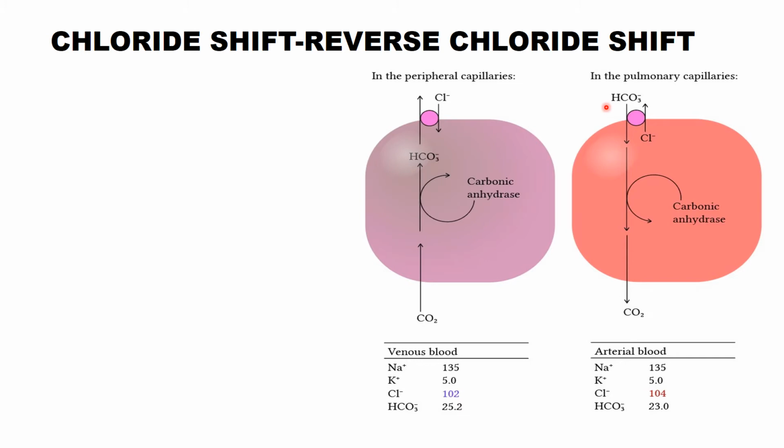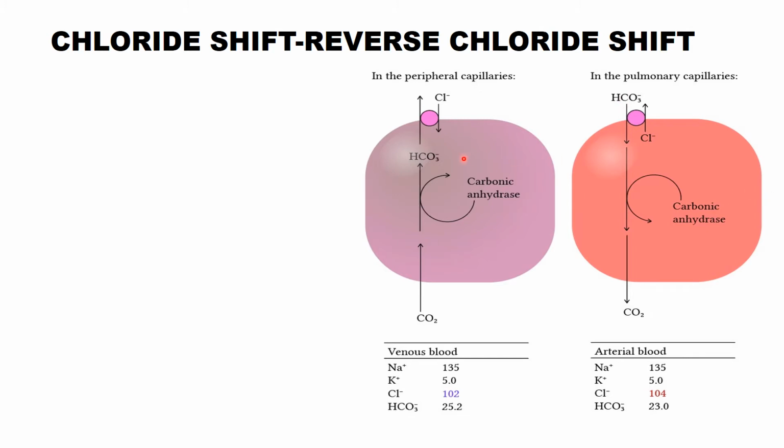So what happens in the pulmonary capillary? Here we see that bicarbonate, which is present outside in the plasma, diffuses into the RBC. It goes through a series of chemical reactions to form carbon dioxide. This carbon dioxide is then exchanged through the respiratory membrane of the alveoli to the outside.